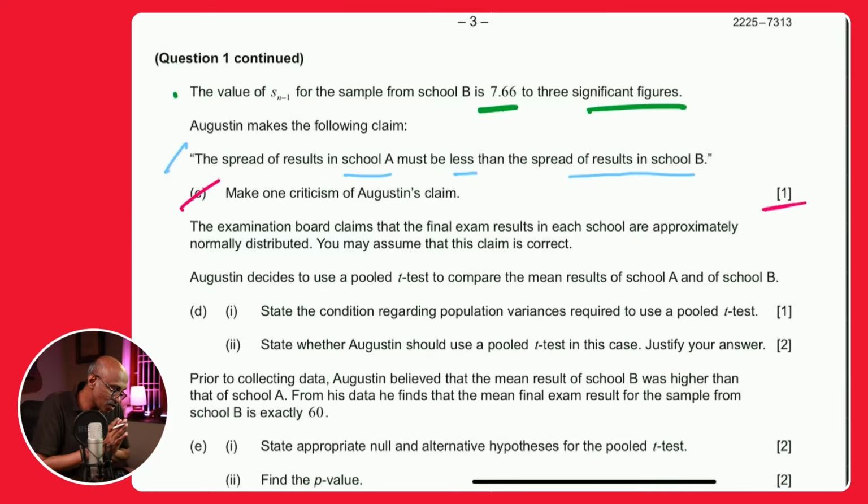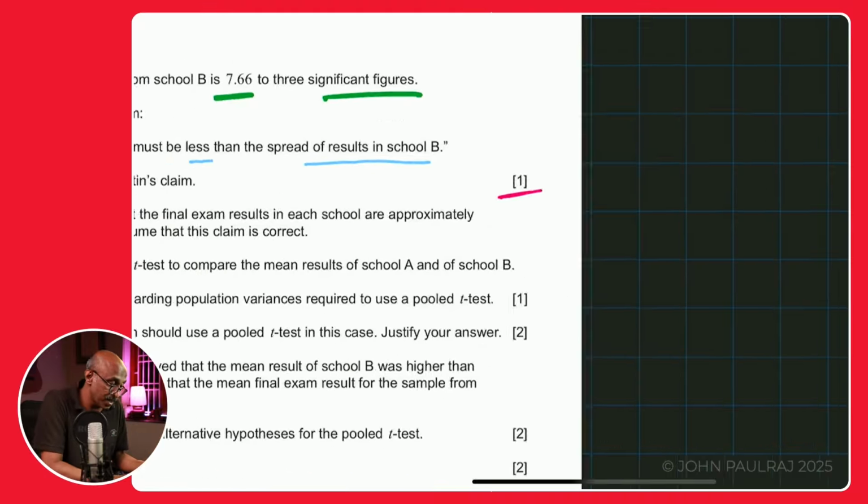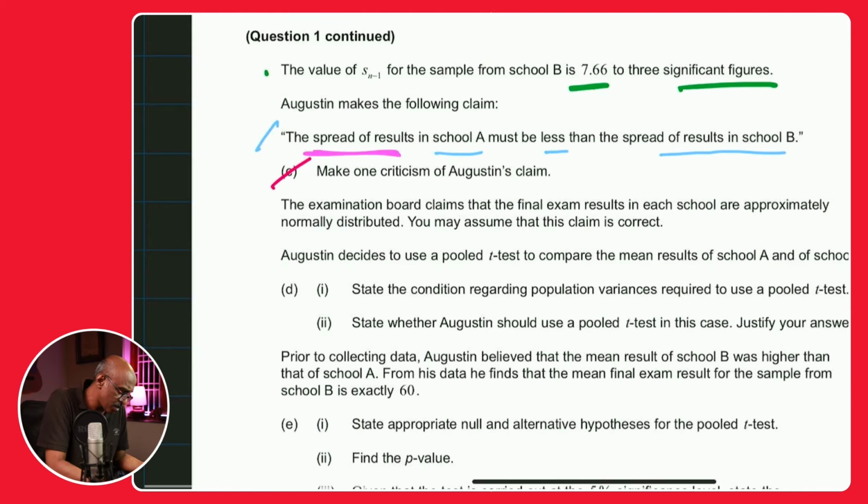So to make such a strong claim that the spread of results, and by the way, spread of any data is not just related to standard deviation, right? It can even be due to range, max and min value. So the spread of results in school A must be less than the spread of results in school B is not justified just by looking at a sample of 6 students. Another sample of 6 students might give you a different kind of sample standard deviation.